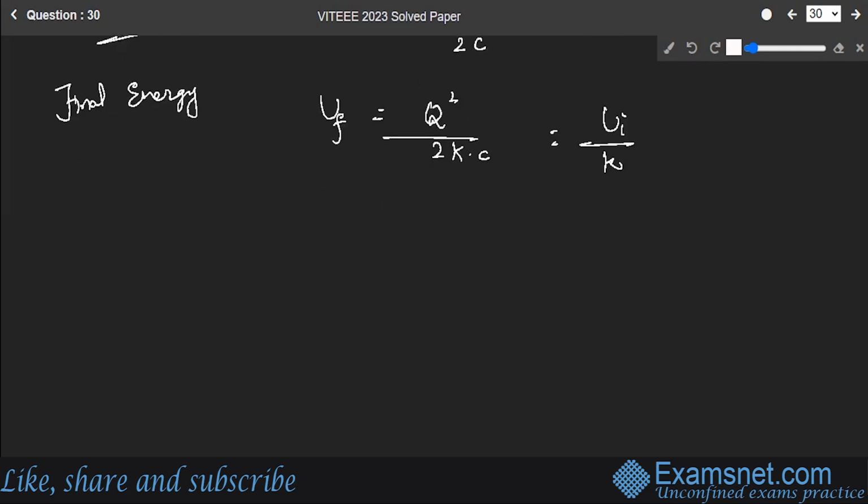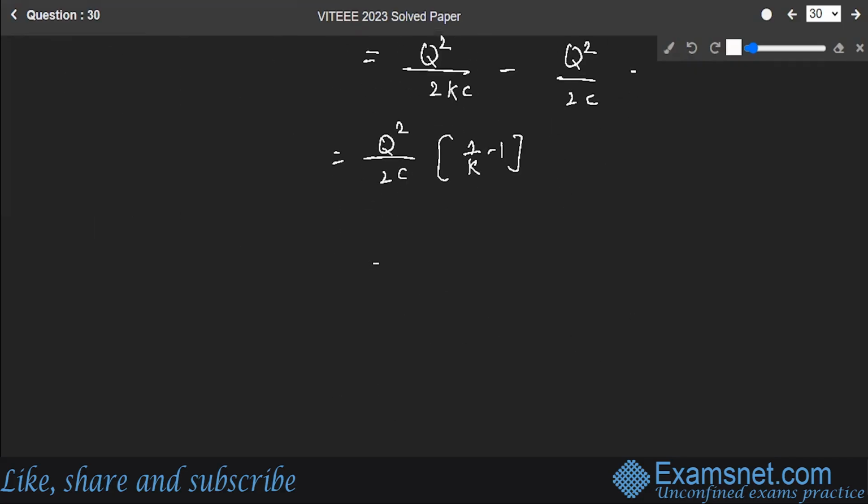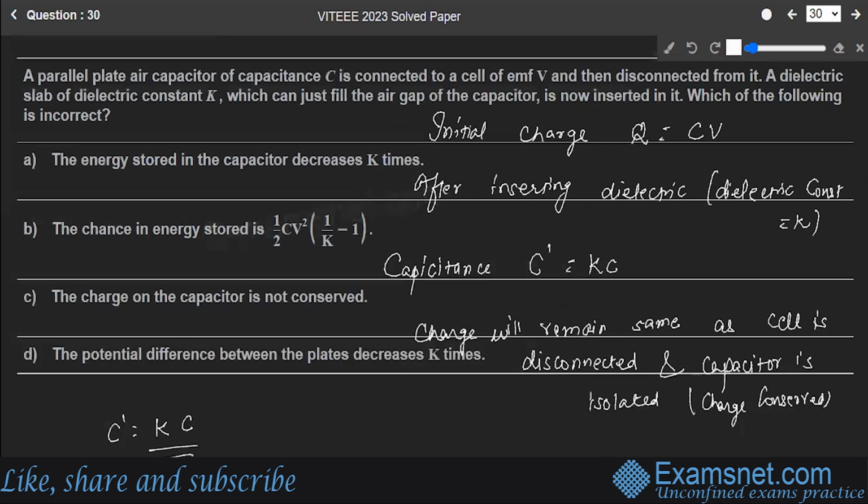Now change in energy will be final minus initial. Change in energy will be UF minus UI, or this is Q square upon 2KC minus Q square upon 2C. I'll take Q square upon 2C common. This will be 1 upon K minus 1, or this is equal to half CV square into (1 upon K minus 1). So now let's look at the options.